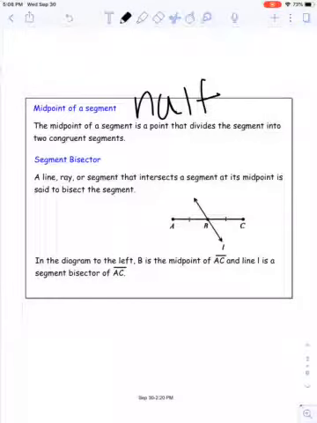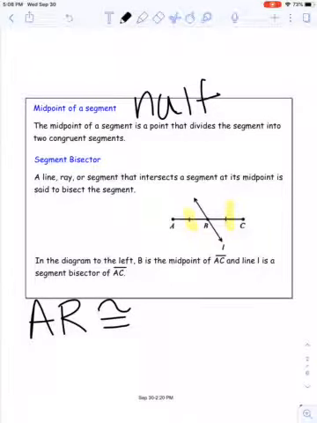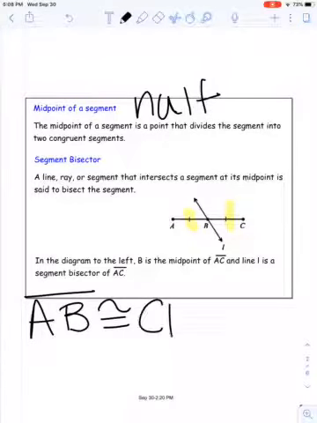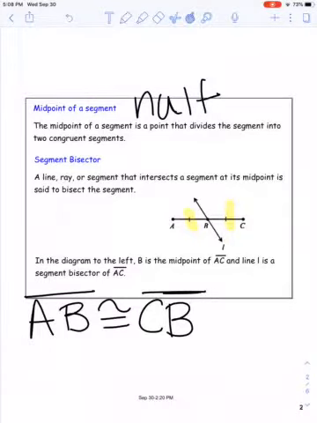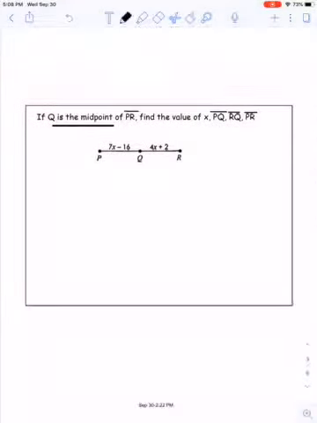So here, line L bisects AC, it cuts it in half. If you notice these little dashes, that means that they're congruent. So I can say that AB is congruent to CB, because there's a segment bisector. So let's look at this problem.